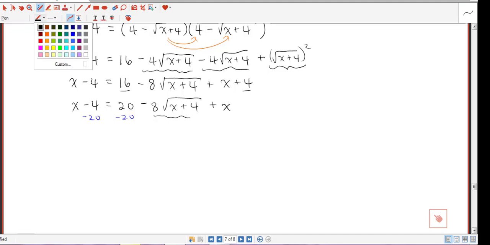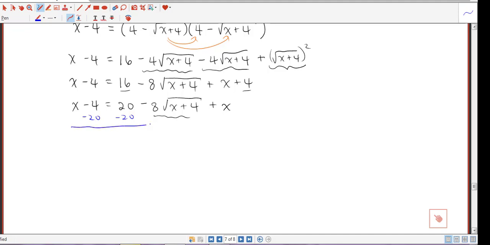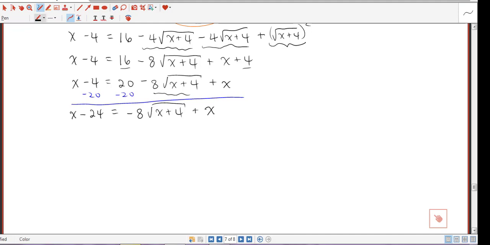First I'm going to subtract, sorry about that you guys, 20 from both sides. Then what do we got? We have x minus 24 equals negative 8 square root of x plus 4, and then plus x. Now let's combine, because remember what you're trying to do: you want to isolate this radical right here. So what you need to do is get rid of this guy, minus x and then minus x. Then what we got is negative 24 equals negative 8 times the square root of x plus 4.